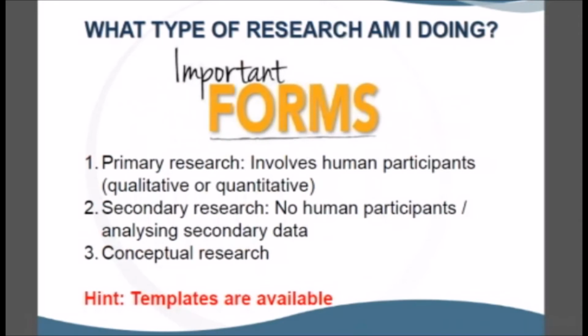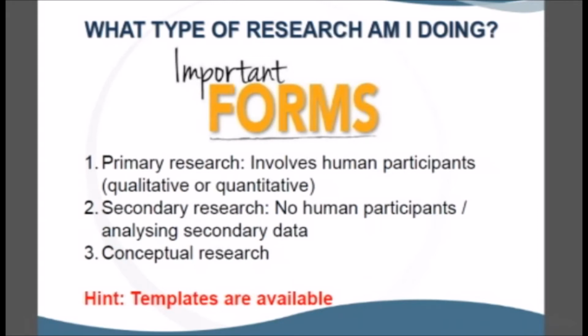Okay, now the type of research that I'm going to do will guide you with regard to the specific forms that you need to complete. Now, there are 3 forms available. The first one is Form 1, that is primary research. Primary research means that you are going to collect data, qualitative or quantitative, from human participants. So that means they are forming part of your study.